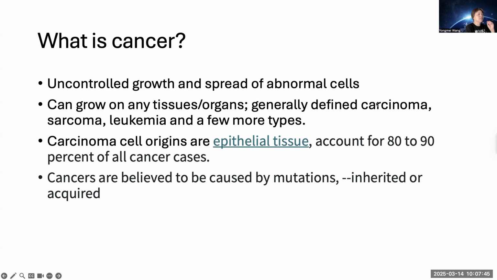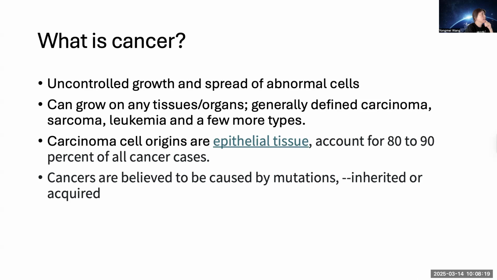These words are also very new to me, carcinoma. Carcinoma originates from epithelial tissue, epithelial cells, okay? They account for about 80 to 90% of all cancer cases. Whereas leukemia and also lymphatic cancer are related to the blood. They originate in the blood. And sarcoma is a different kind, which originates in the bone.